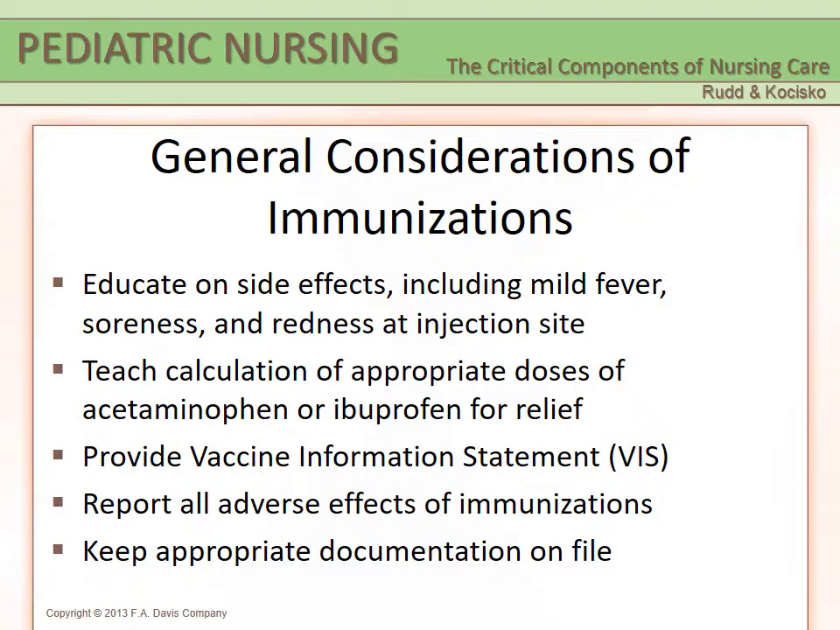Just some general considerations that you want to have at immunizations. You want to make sure that you're educating caregivers and patients, depending on the age, on the side effects, including mild fever, soreness, and redness at the injection site are common. Teach calculation of appropriate doses of acetaminophen or ibuprofen for relief based on their weight. And we kind of talked about this earlier in chapter 21. Provide the vaccine information statement, which we all get, just talking about the side effects to look for, when to seek medical attention, and so forth. Report all adverse effects of immunizations, and then keep appropriate documentation on file.